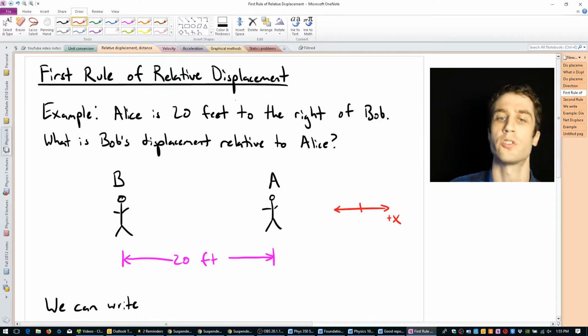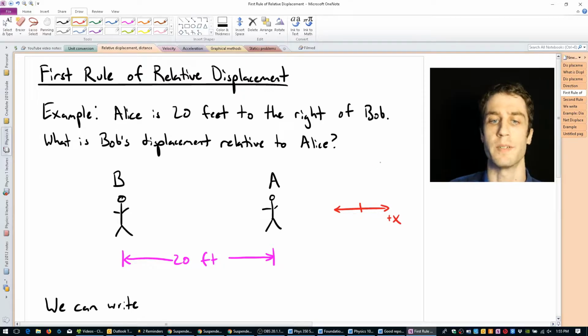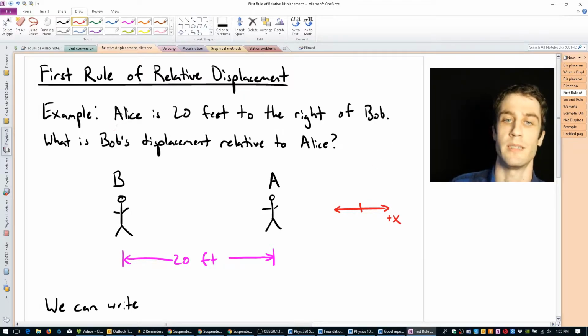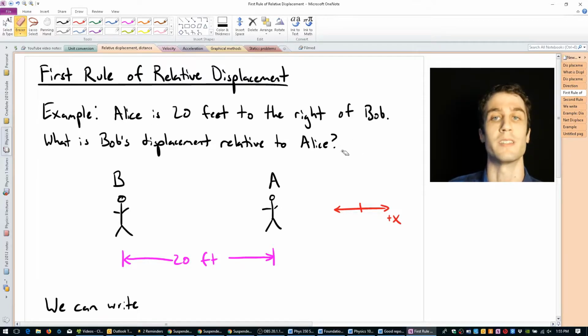So let's talk about the first rule of relative displacement. I'm going to lead by example. I'm not going to talk about it first. You'll see that it's pretty intuitive through the example. Alice is 20 feet to the right of Bob, and my question is, what is Bob's displacement relative to Alice?